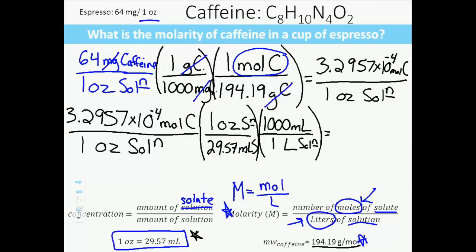Let's do the math. Let's divide our 3.2957 times 10 to the minus 4 by 29.57, and then multiply it by 1,000. And we get a molarity of 0.011. Let's go ahead and do 2 sig figs. We only have 1 sig fig in our 1 ounce, but in a real problem, we'll probably have more sig figs than that. So we'll just go and round it to the one that's in the problem. So let's do 1 ounce, 0.1 molar solution. So we've got 0.1 molar of caffeine in our solution.